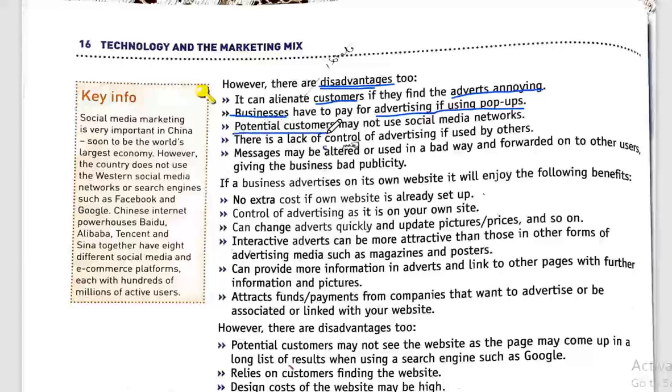Potential customers may not use social media networks. So if I'm targeting a customer and he doesn't use internet or social media, then I'm putting the advertisement in the wrong place. There is a lack of control of advertising if used by others. So if my advertisement was used by other people, I can lose track, or have a lack of control of advertisements. Messages may be altered or used in a bad way and forwarded on to other users, giving the business bad publicity. So if I lost control over the advertisement and it was used in a bad way by other people, I can get bad publicity or a bad reputation as a business.